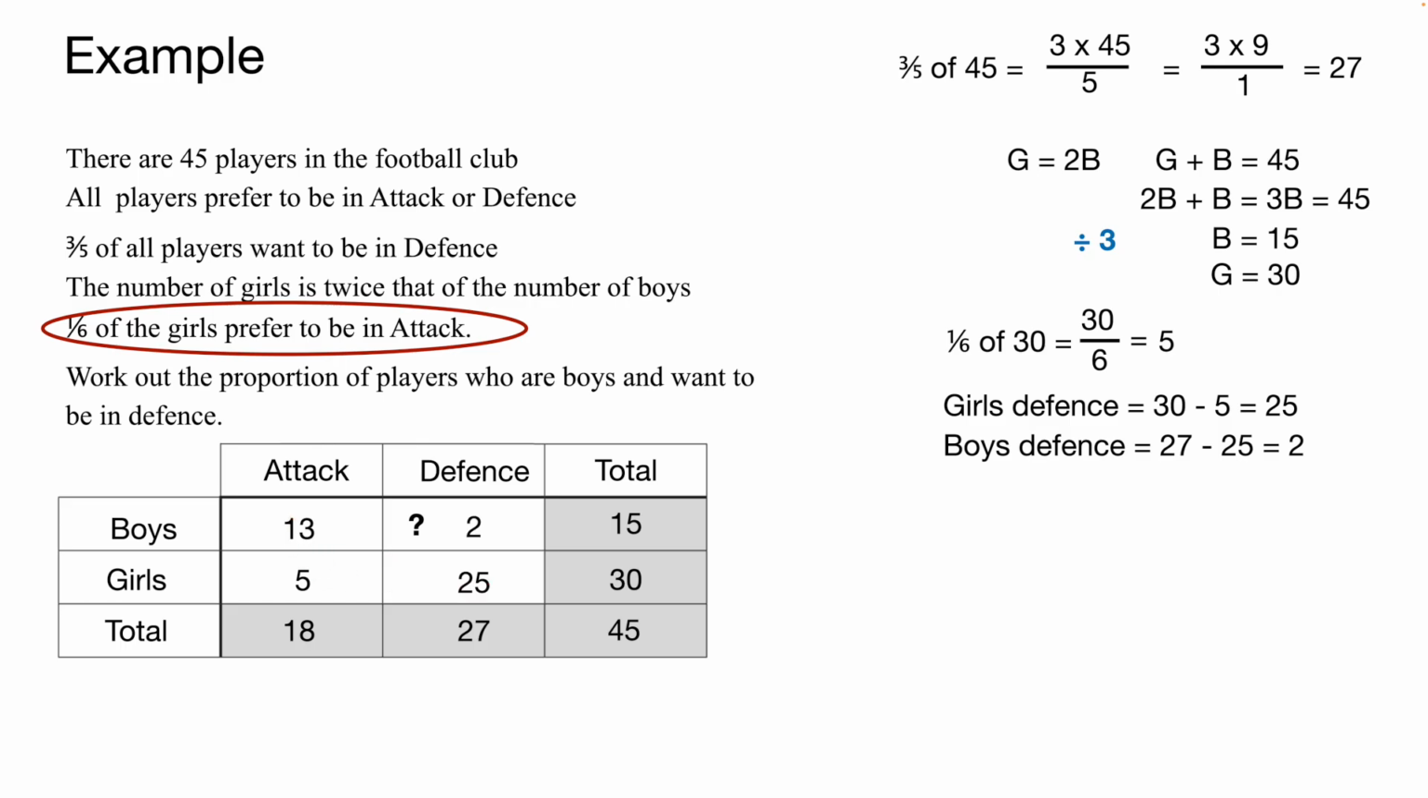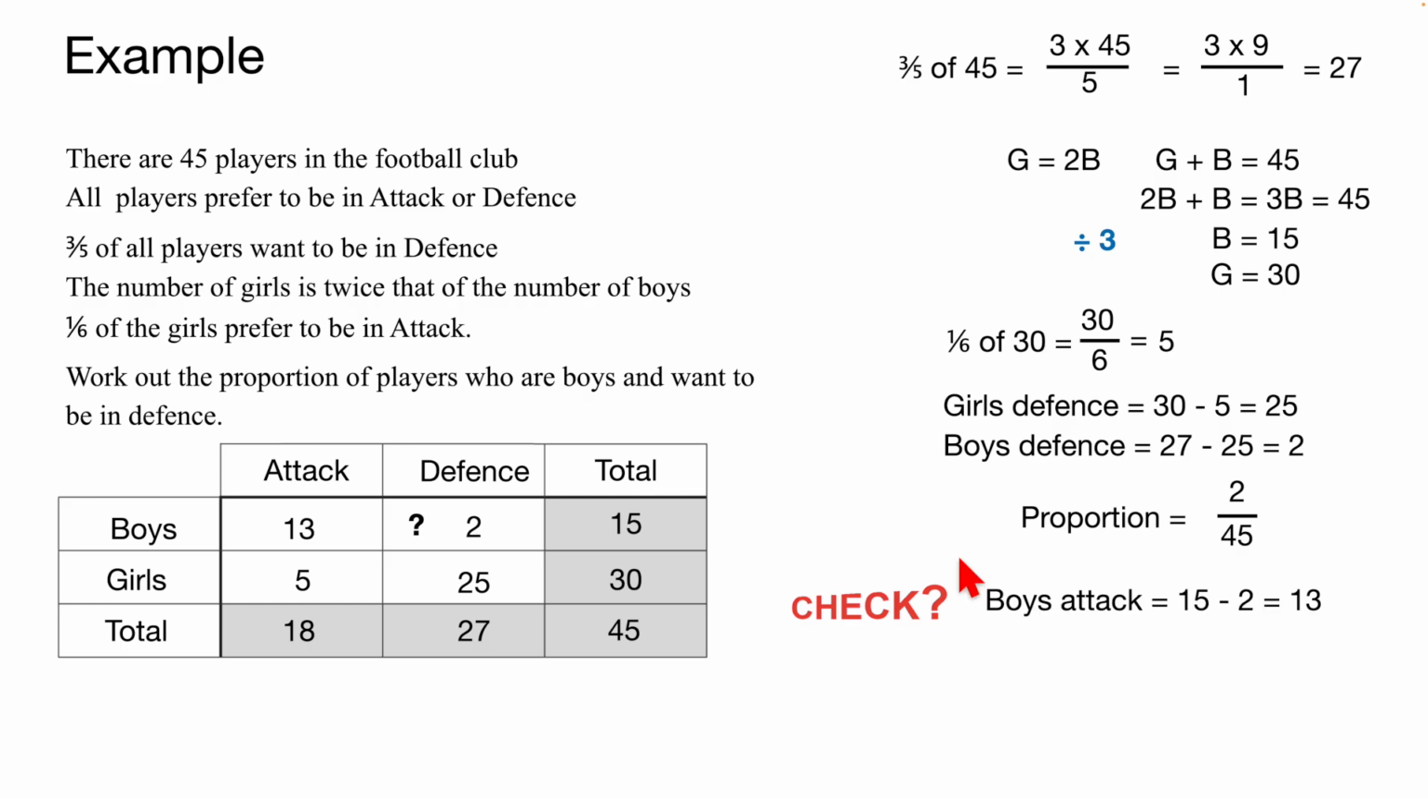May as well finish this one off as well. 13. 13 plus 2 is 15. 5 plus 25 is 30, and 18 and 27. It all adds up, which is great. So what was I looking for? The proportion of players who are boys and want to be in defence. Well, the number of boys is 15, and the number who want to be in defence is 2. So I think the proportion is 2 divided by 45. If I want to check, I just check all the numbers. Finish off. Does it fit all the conditions? Does it all add up? Yes, it does. Thank you very much.